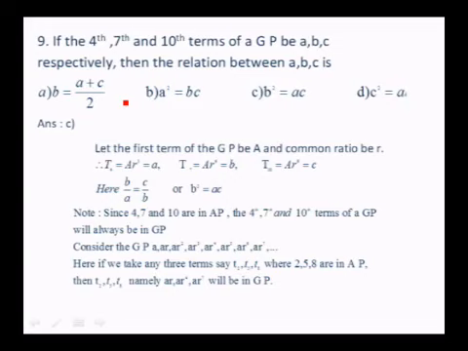Here, he has given that a, b, c are in GP, therefore b by a is equal to c by b, therefore b square is equal to ac. So if you take the 4th, 7th and 10th terms, you get b square is equal to ac. So in other words, you can do it like this also.